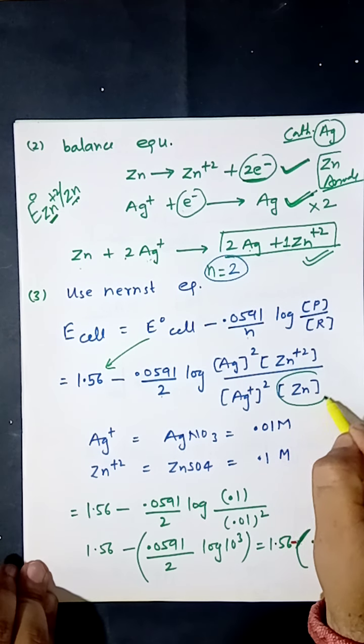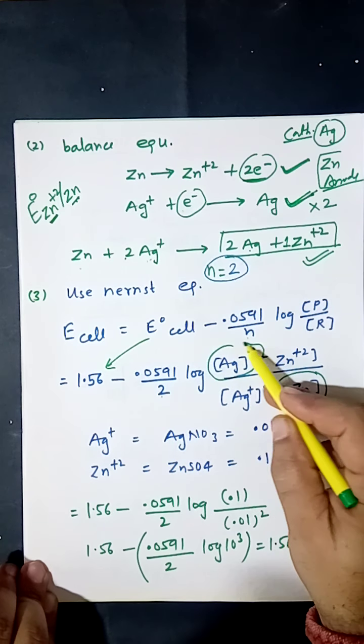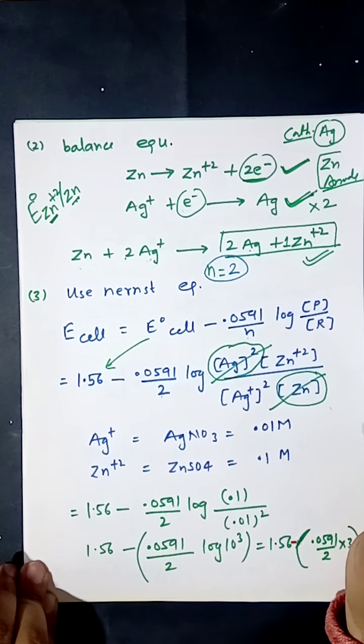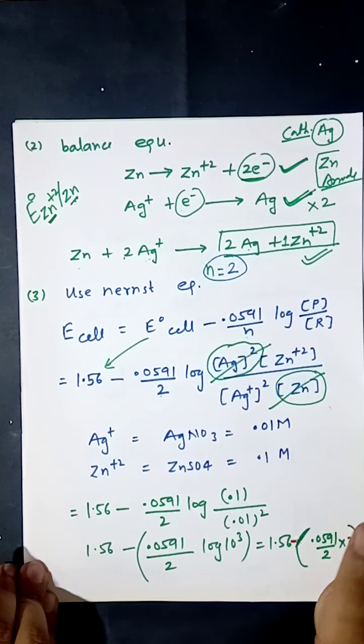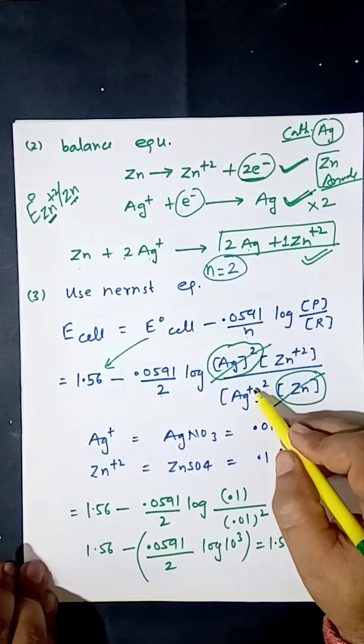This is in solid state. Neutral metal is always in solid state. This is also in solid state. Therefore their active mass is 1, so you can cancel them out. If you don't write them, it will not make any difference, and you will not lose marks if you don't write them. Now here it is zinc 2+ divided by the silver ion.